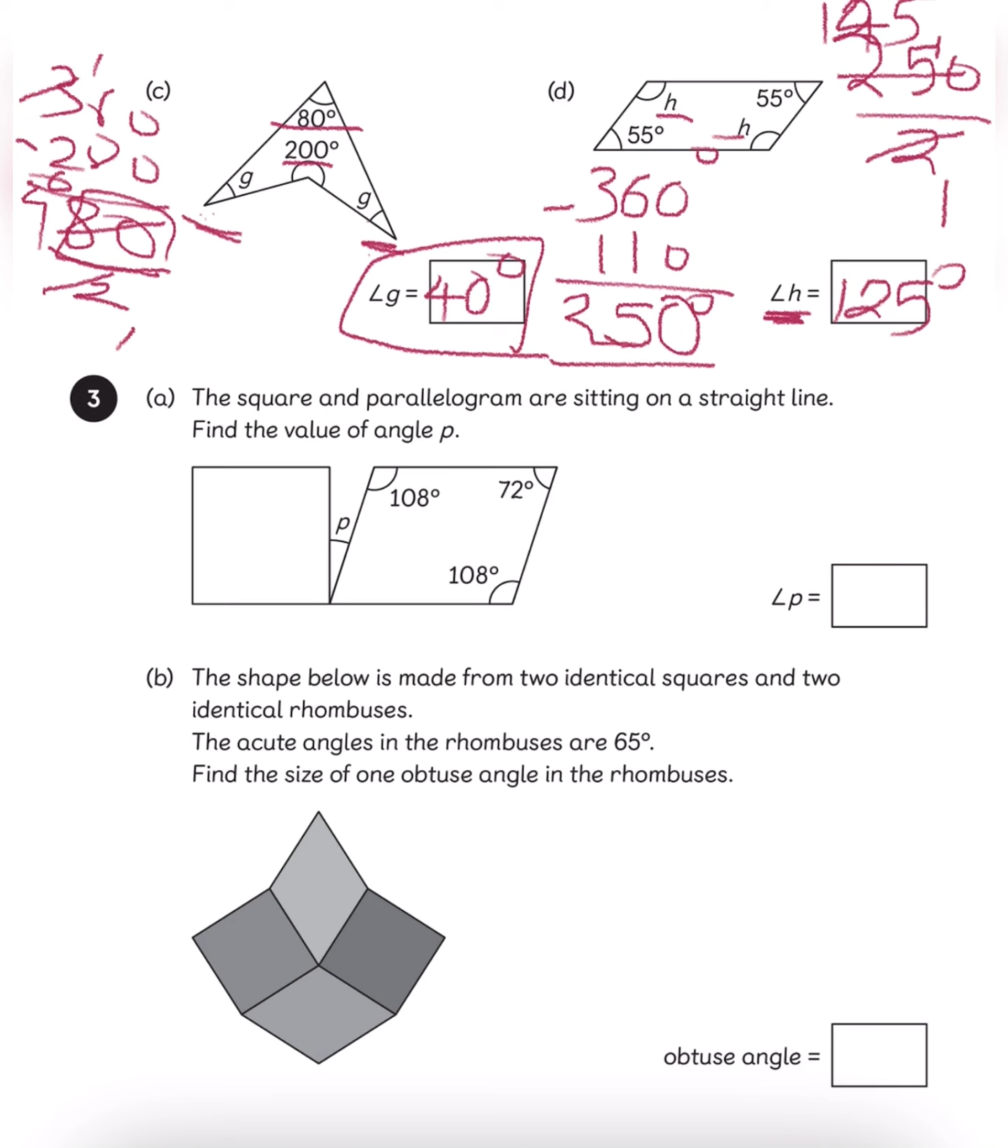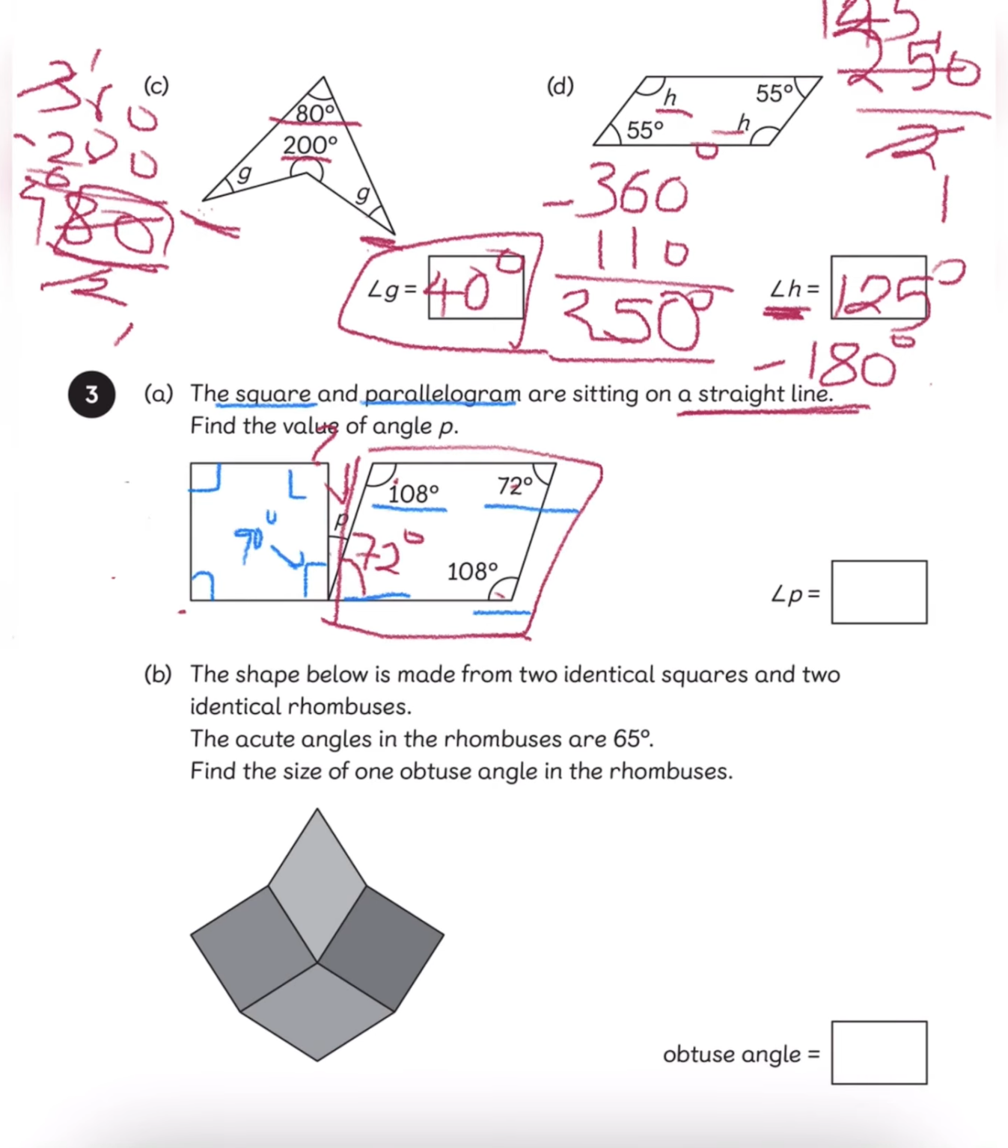All right, let's go to the third one. The third one says the square and parallelogram are sitting on a straight line. Look at the hint. The hint clearly says they are sitting on a straight line. So my straight line is always 180 degrees, or a straight angle is 180 degrees. Find the value of angle P. Now, this whole thing, I'll break it up, is my quadrilateral.